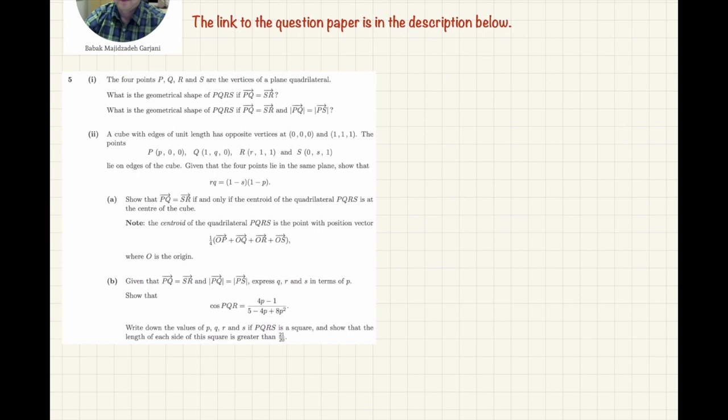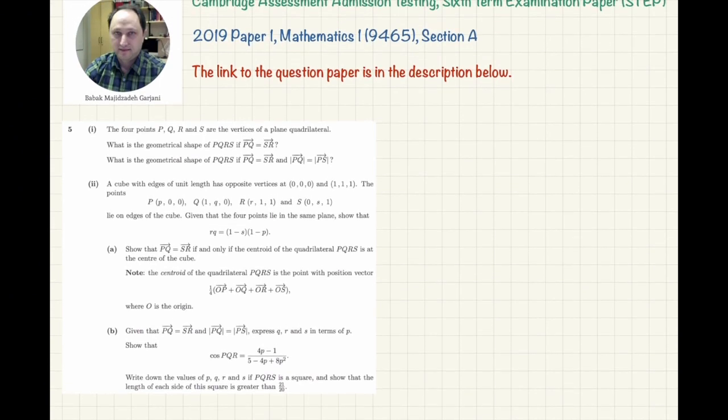Okay, so let us come to the final part of the problem. Write down the values of P, Q, R and S if PQRS is a square, and show that the length of each side of this square is greater than 21 over 20. So we are supposed to determine the values of P, Q, R, and S if on top of everything PQRS is a square.